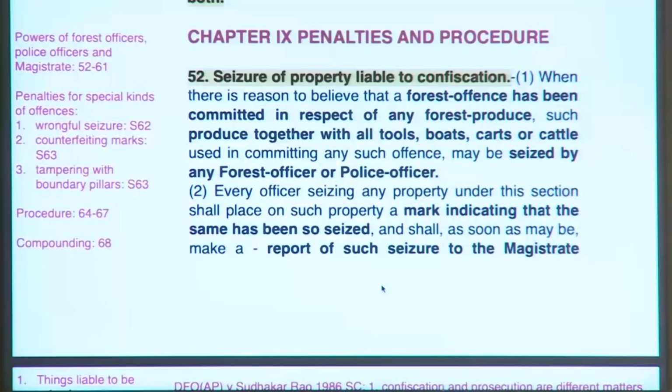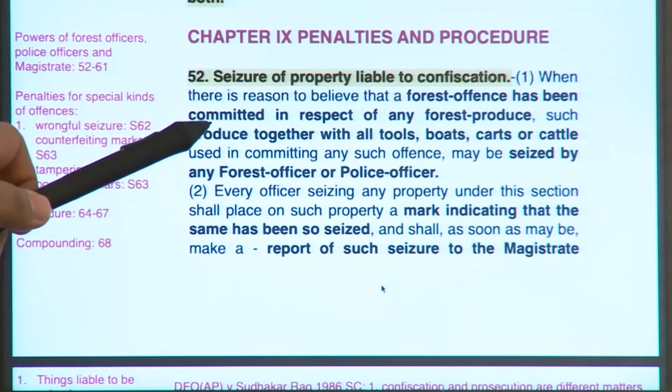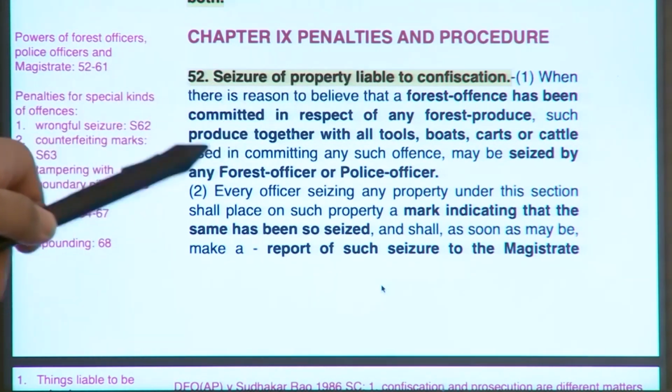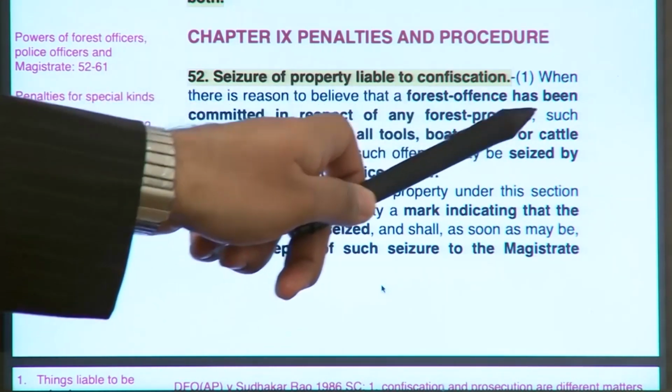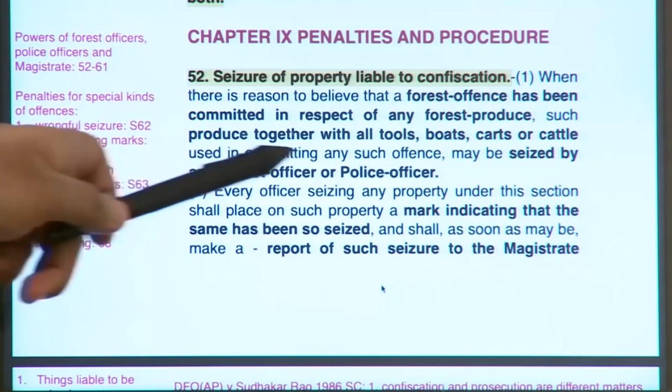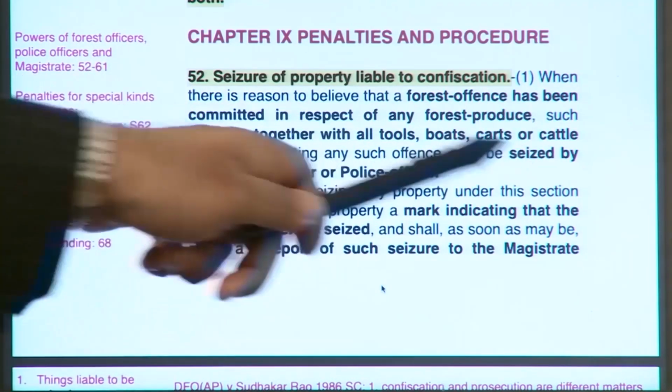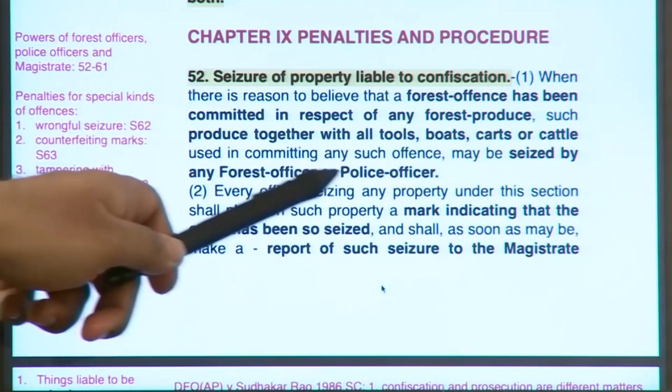Now, if a forest offence is committed, then in the penalties section there can also be seizure of the property. The property can be seized from the person, and what all can be seized? The forest officer can seize the produce, that is the timber and the other forest produce together with all tools, boats, carts or cattle that were used in committing such offence, and they may be seized by either a forest officer or a police officer.